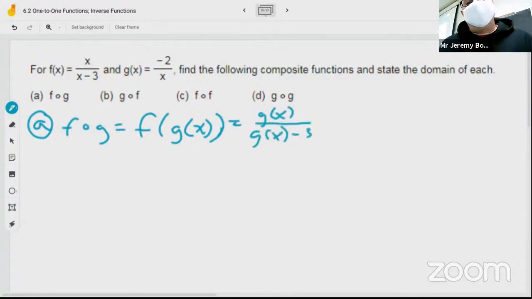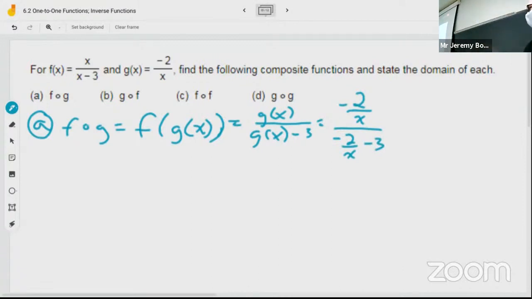And now we know G of X is -2 over X, so we're going to substitute that in for G of X in our problem there. So we have -2 over X over -2 over X minus 3. Any questions on getting there?